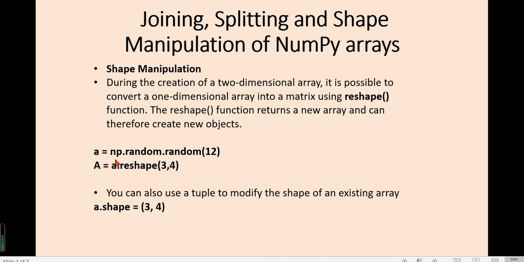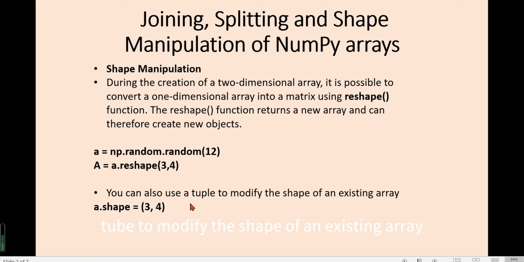So for example, a is a one-dimensional array with 12 elements, random numbers between 0 and 1. Then we can write capital A to represent a matrix and use a.reshape with a tuple (3, 4). Then A will be created as a two-dimensional array with the shape 3, 4, and the elements come from this array.